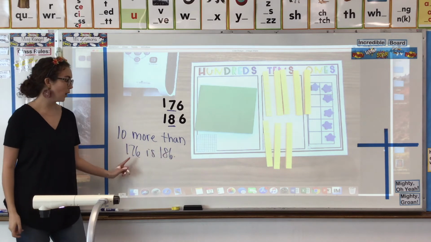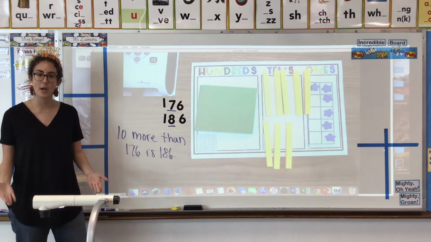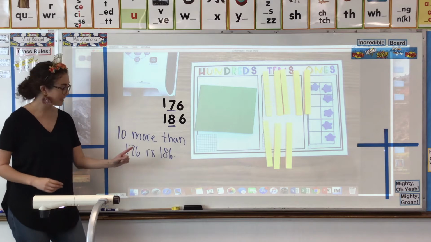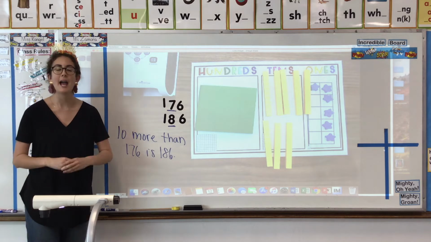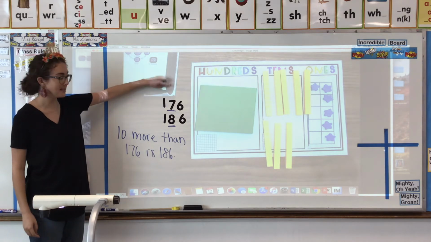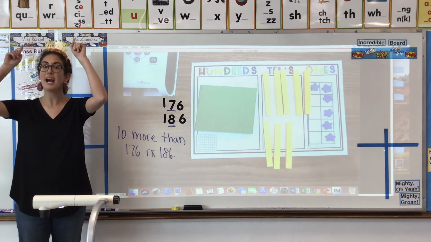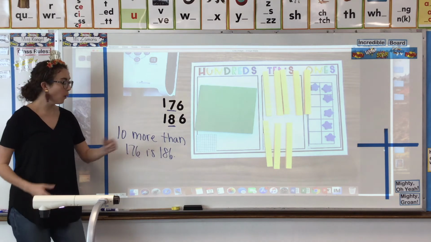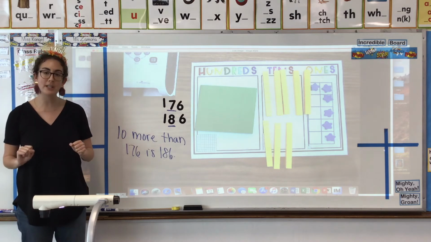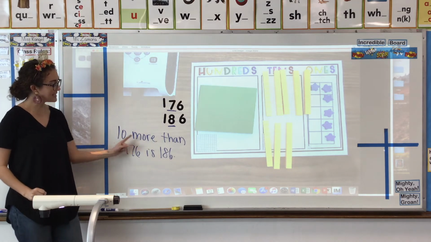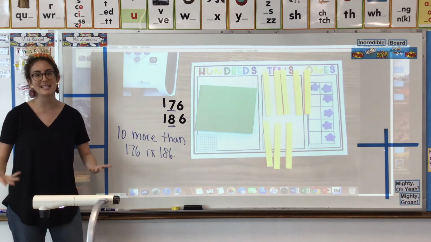10 more than 176 is 186. Because we knew that the difference was in the tens place. It was the tens place that changed. And also, to go from 7 tens to 8 tens, we created a bigger value. We counted up. And that's the more than part of our sentence. By counting up and getting a bigger value, we showed that 10 more than 176 is 186.